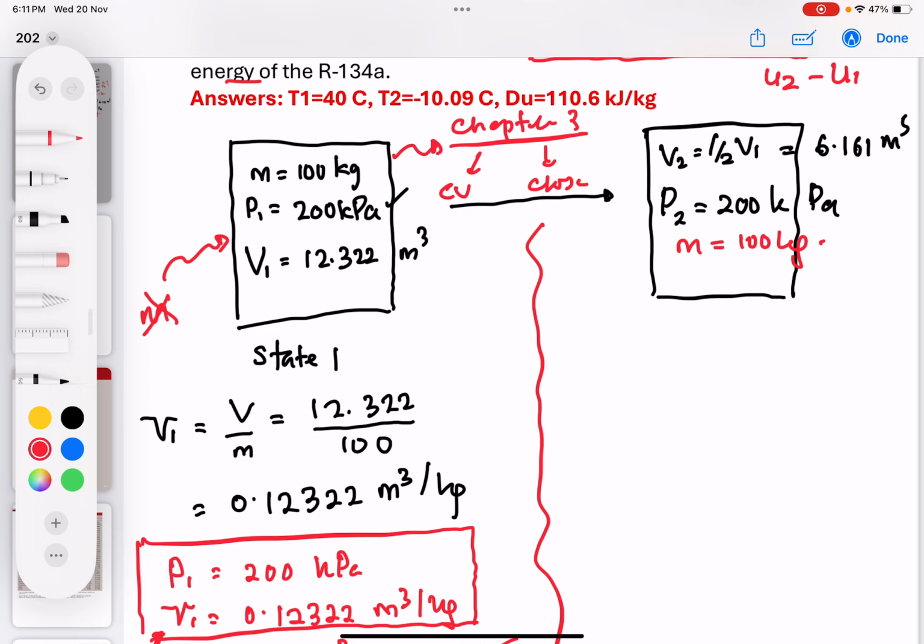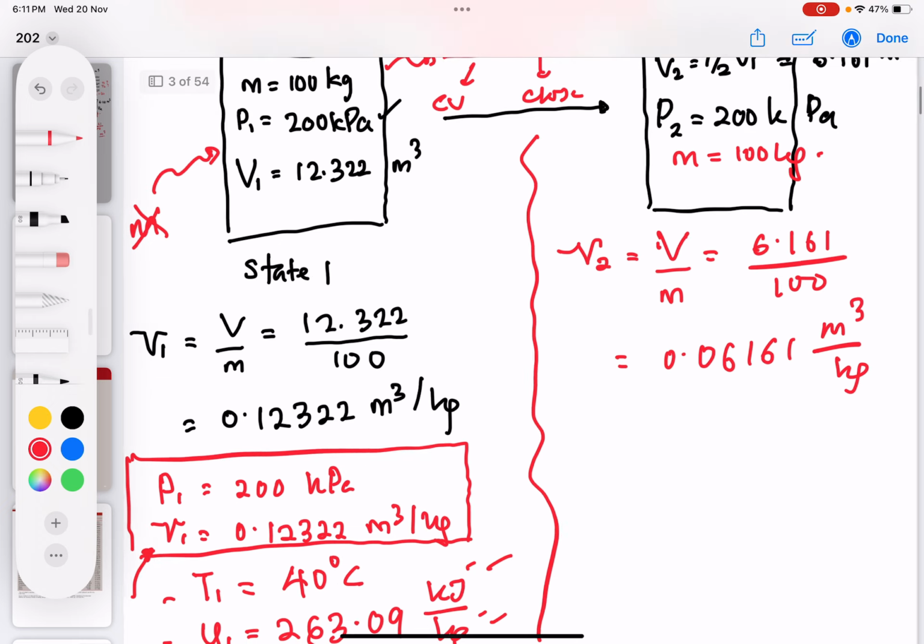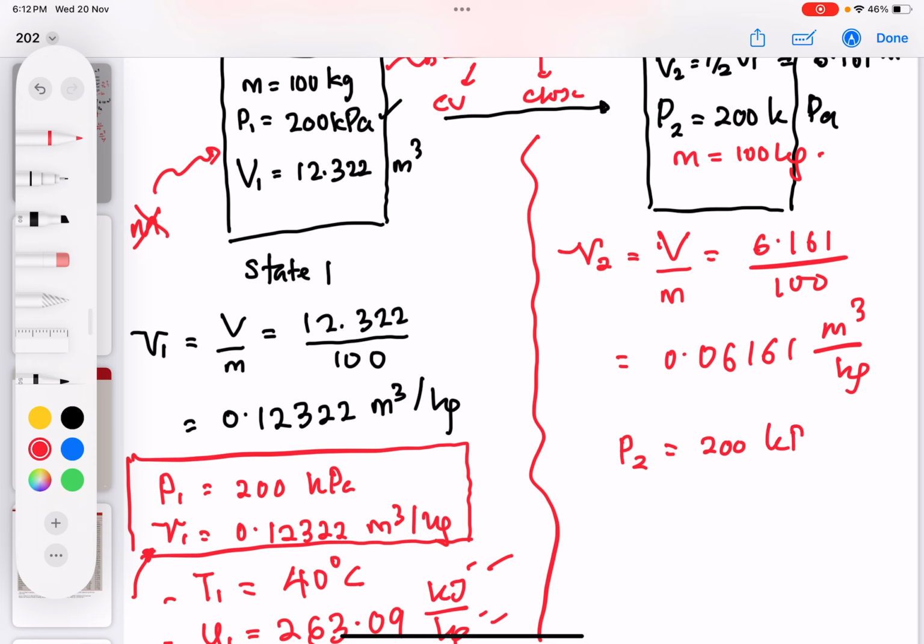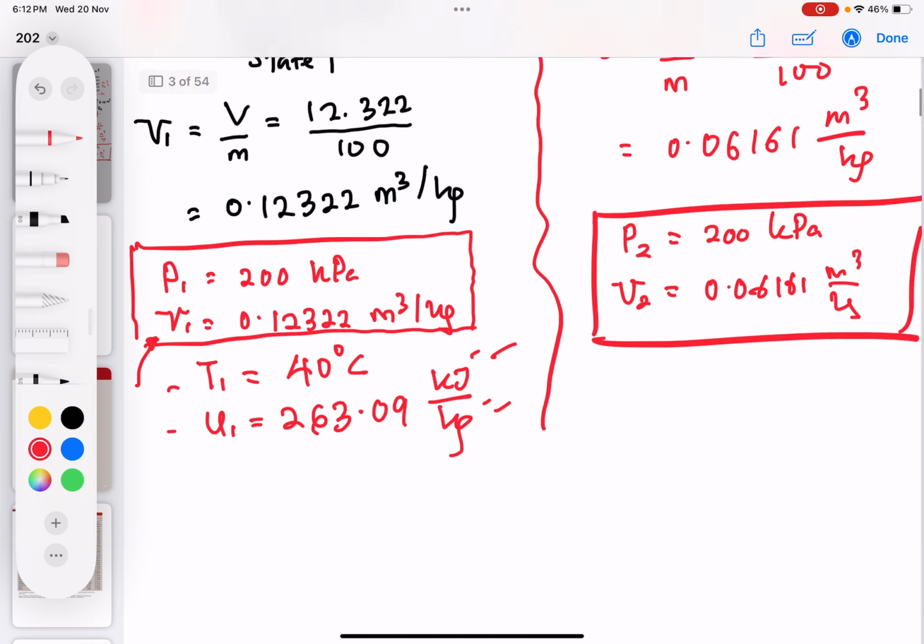Therefore, the mass inside the system is going to be the same. Therefore, I can calculate the specific volume for state number 2, which equals volume divided by mass. My volume equals 6.161 divided by 100, which is 0.06161 meter cubed per kg. So now I already have two pieces of information: a pressure equal to 200 kilopascal, and a specific volume of 0.06161 meter cubed per kg. By knowing these two, I can use the steam table.